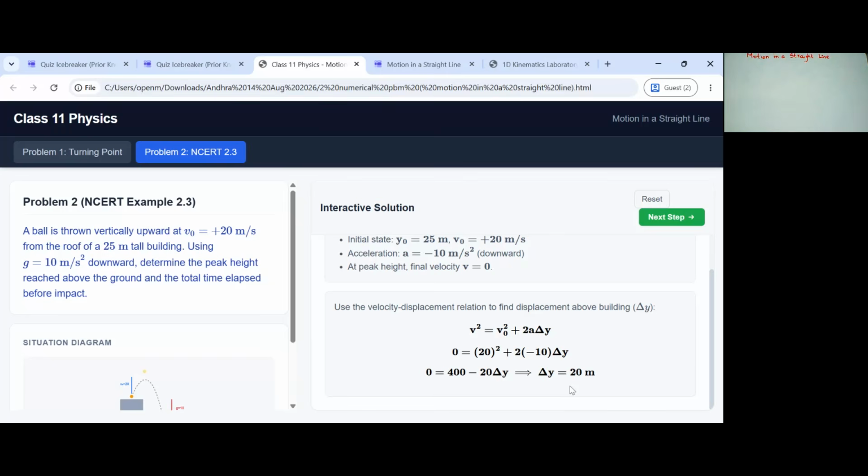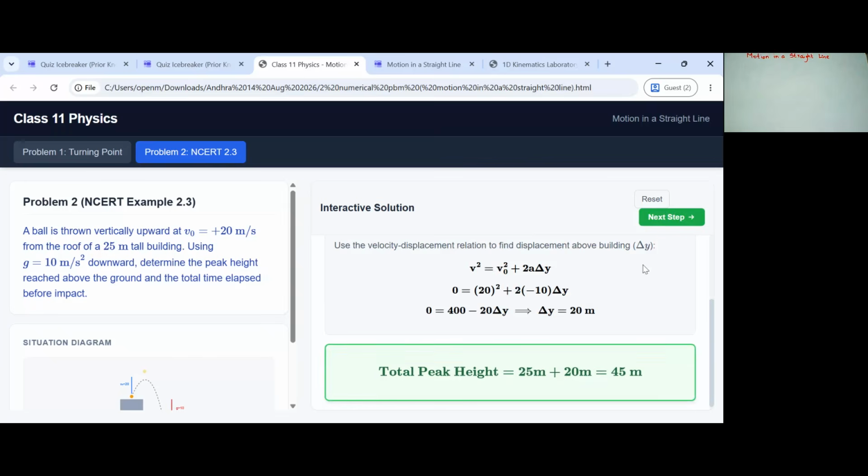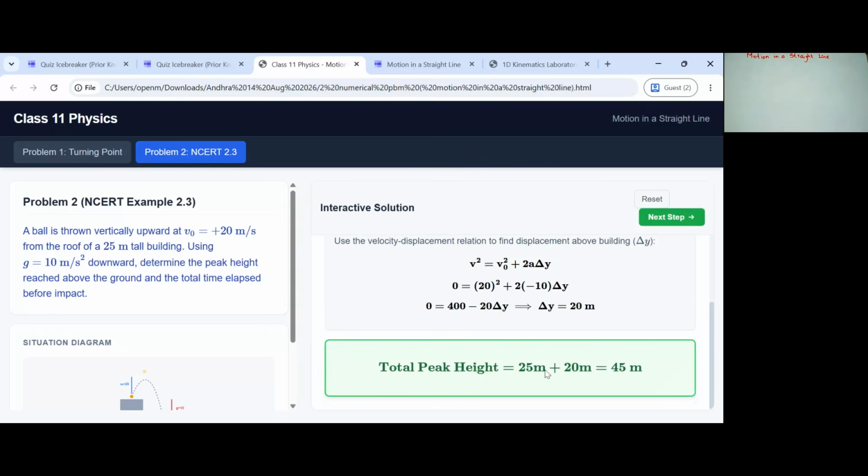So is the peak height 20 meters? No, that's just from the roof. The ball traveled 20 meters above where it started. Clear? Now, final step. Total peak height: 25 meter plus 20 meter, that's why 45 meter total peak height. So the ball traveled 20 meters above where it started.